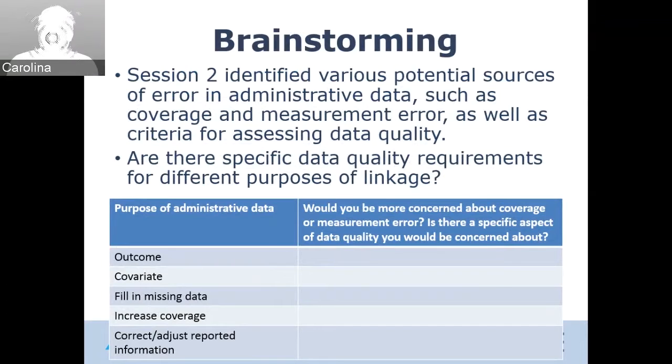In the table here, you see all the different purposes in the first column. The question I have for you is, would you be more concerned about coverage or about measurement error? Or is there a specific aspect of data quality that you would be concerned about if you were using the administrative data as an outcome versus a covariate, or to fill in some item non-response versus increase the coverage of your population of interest? We don't have to go into the subgroups, but if you could unmute your phone and speak up, that would be great.